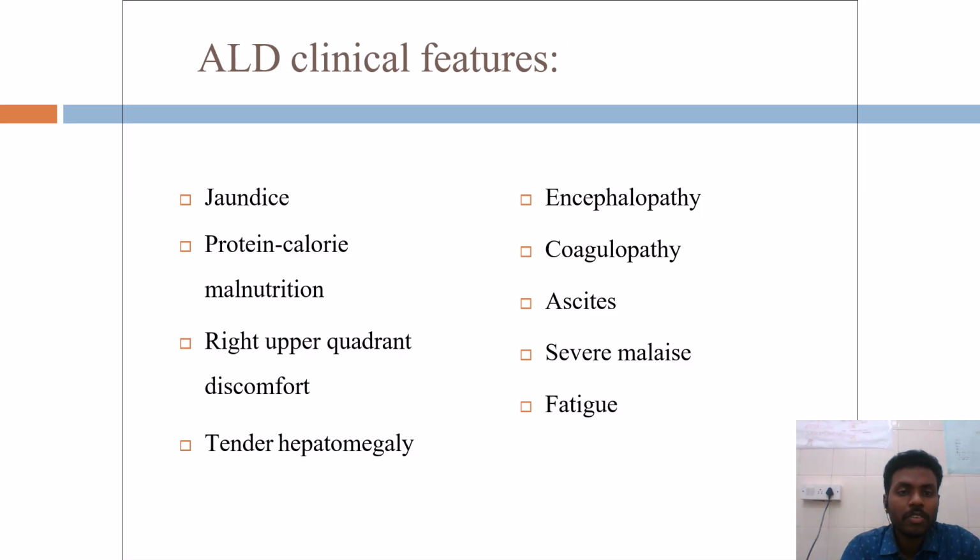So alcoholic liver disease clinical features may vary from jaundice to protein calorie malnutrition, right upper quadrant discomfort, tender hepatomegaly, encephalopathy, coagulopathy, ascites, severe malaise, and fatigue. So these are the primary clinical features of alcoholic liver disease.